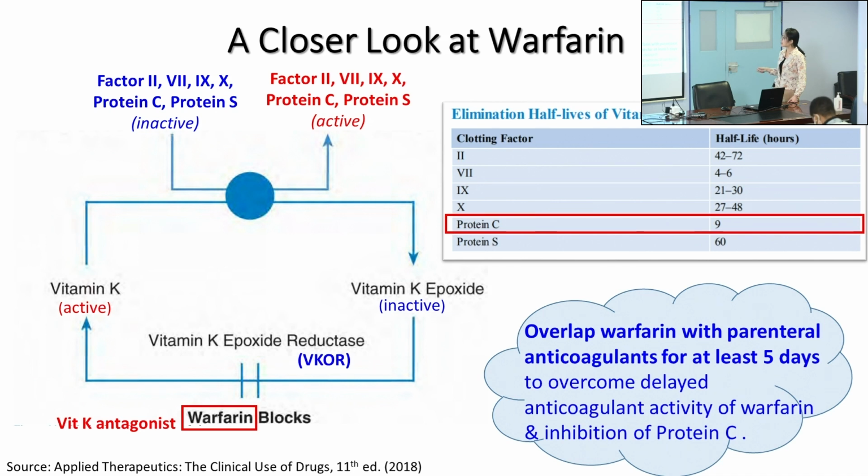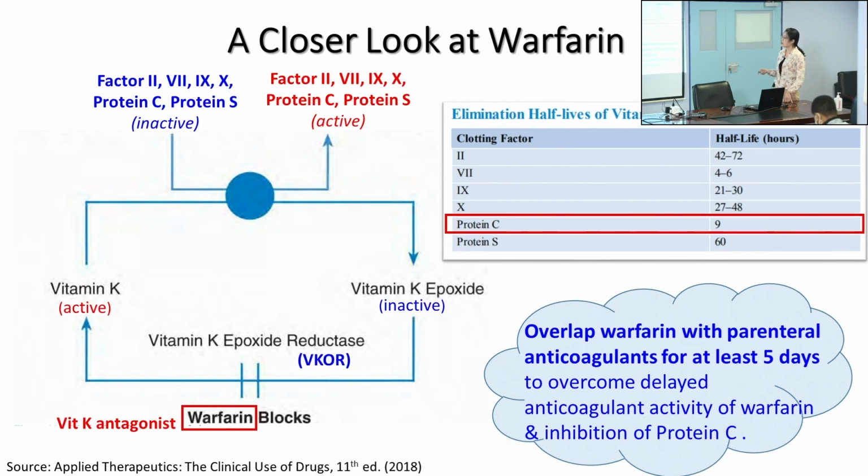This is the inactive form of vitamin K, and this is the active form of vitamin K. You can see that in order to activate vitamin K, you need this enzyme. But warfarin blocks here. It inhibits this enzyme. So that's why warfarin is a vitamin K antagonist.